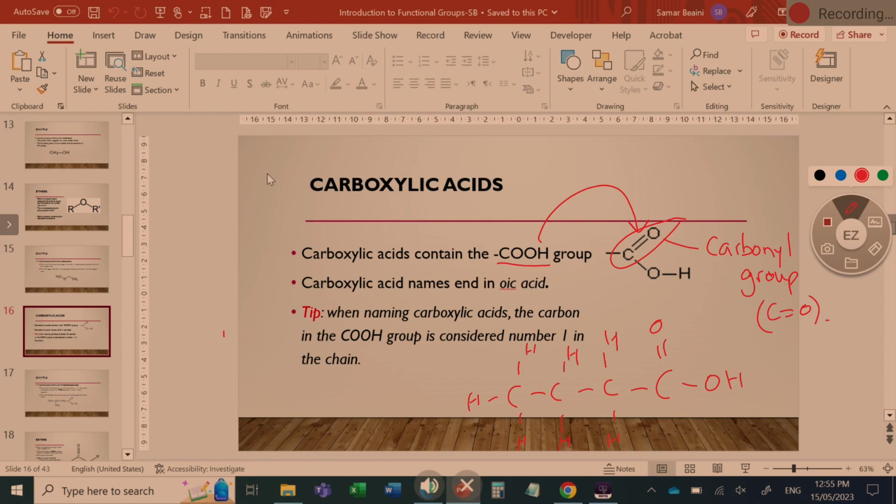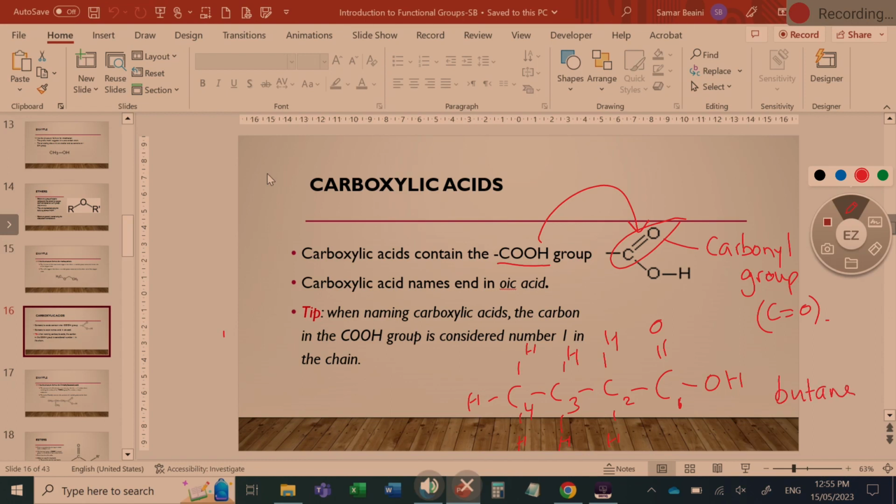which side do I start numbering from? Excellent. Always from this end. This is always going to take preference to everything else. Okay? So 1, 2, 3, 4. What do you think it's going to be called? What's the longest chain's name? If I didn't have a carboxylic acid there, butane.